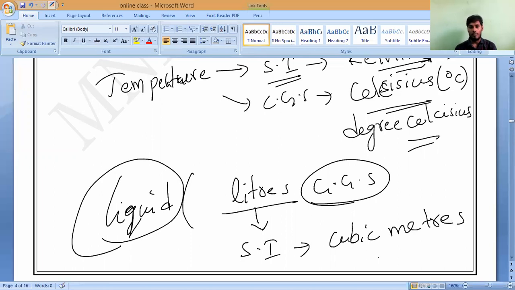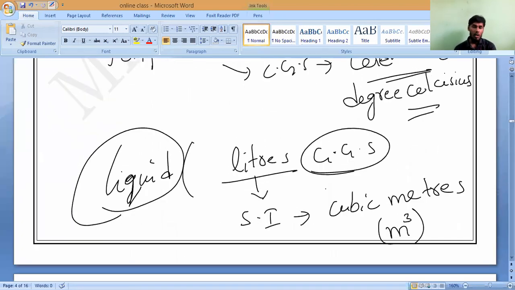Cubic meter means m power 3. This is what you cannot understand now. That is why I have not taught. Understand, Lohit? Cubic meters we can call it. Okay? Yes, sir.